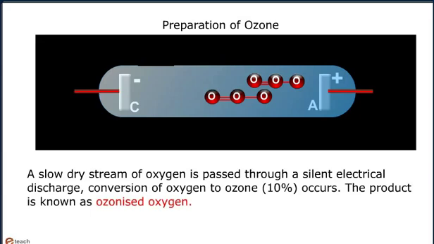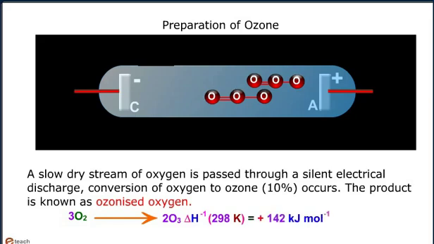Conversion of oxygen to ozone, that is 10%, occurs. The product is known as ozonized oxygen. The reaction taking place is 3O2 gives 2O3. The delta H of the reaction at 298 Kelvin is +142 kJ mol⁻¹.